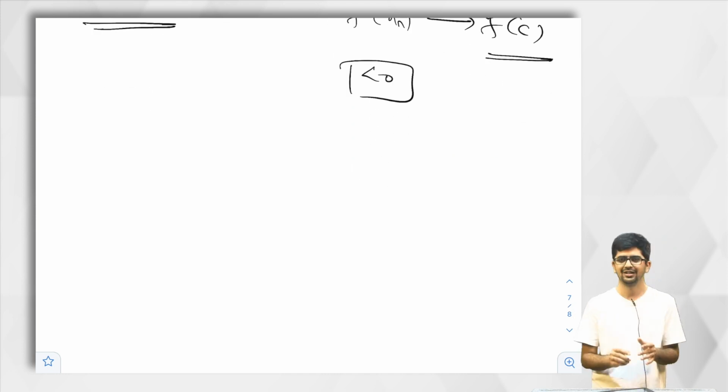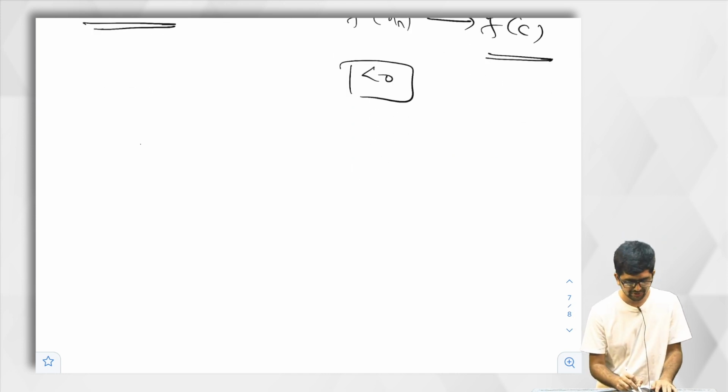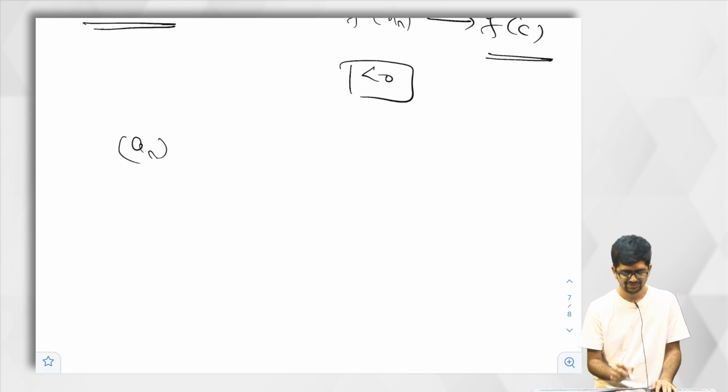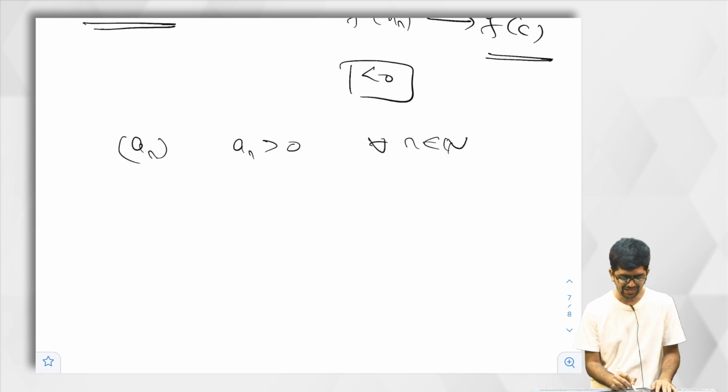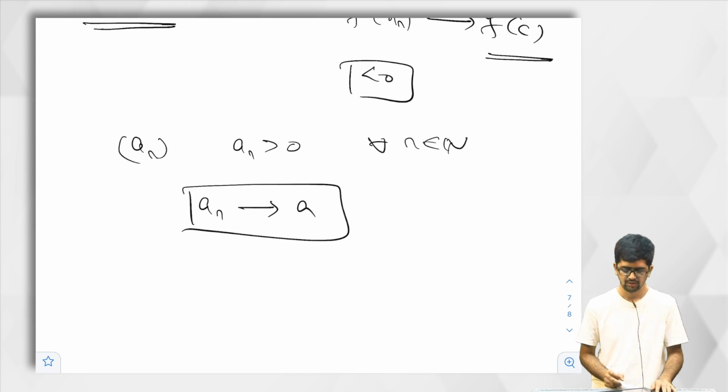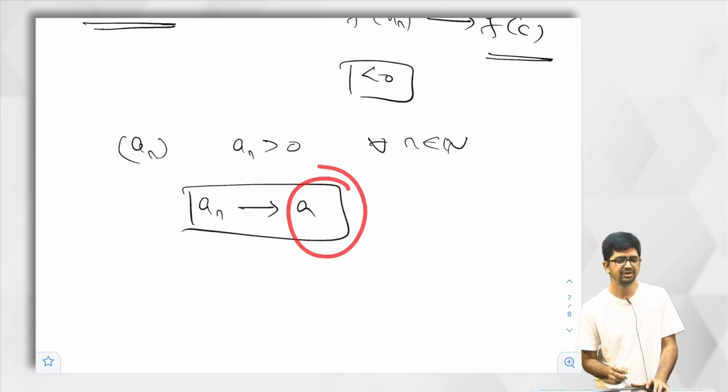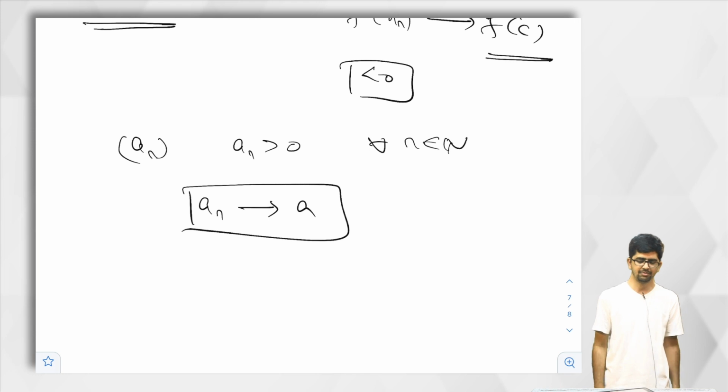So, what is it? Again a digression. We have a sequence a n such that a n is, say, positive for every n belongs to N and a n converges to A. Then we are asking, can I say anything about A being positive or negative? Something we should say.